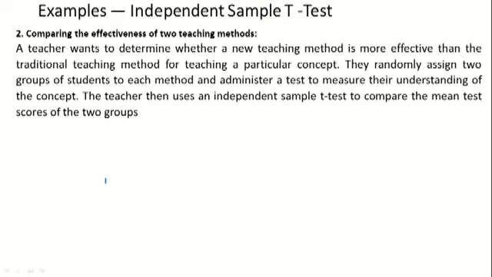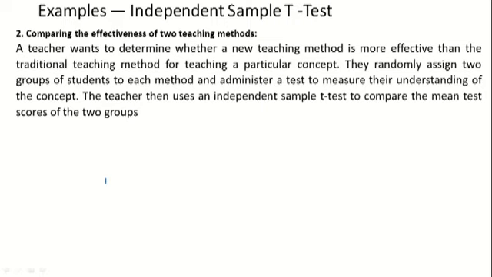Now here, we have example number 2. In the education setting, we might compare the effectiveness of 2 teaching methods. A teacher may want to determine whether a new teaching method is more effective than the traditional teaching method for teaching a particular concept. He will randomly assign 2 groups of students to each method and administer a test to measure their understanding of the concept.